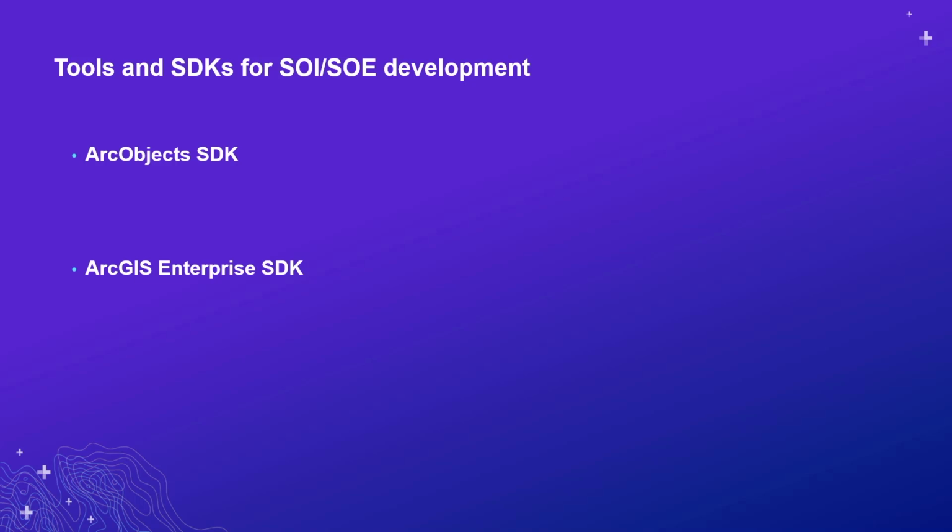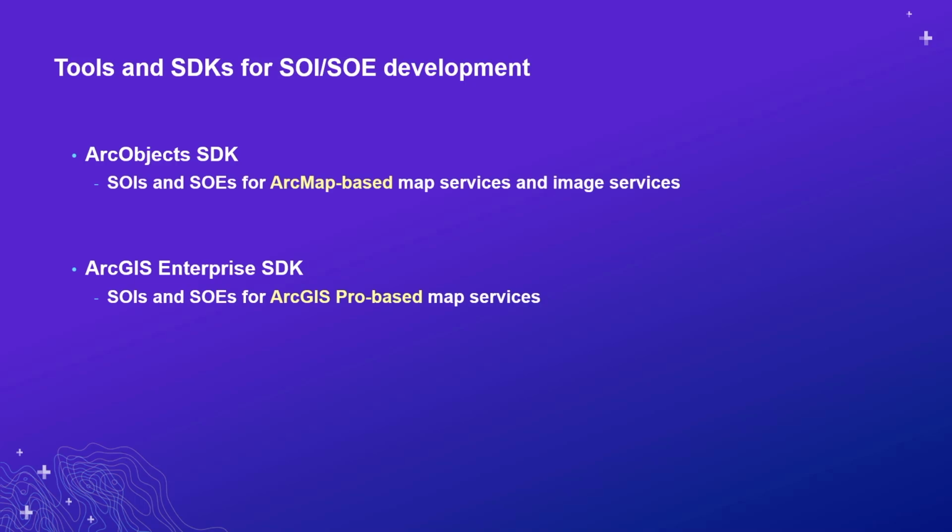Pankaj was using the Enterprise SDK to build the SOI and SOE, but the code looks very similar to ArcObjects code. Actually, the Enterprise SDK and ArcObjects SDK are two separate SDKs, but both can be used for SOI and SOE development. They have similar interfaces and classes. The major difference is that the ArcObjects SDK is used to develop SOI and SOE for map services and image services which are published from ArcMap, whereas the Enterprise SDK is used to develop SOI or SOE for map services published from ArcGIS Pro.